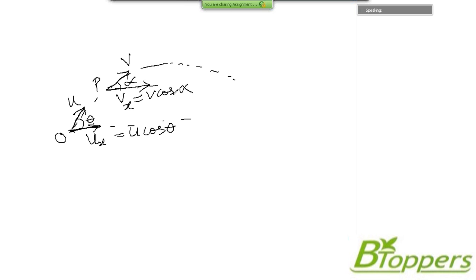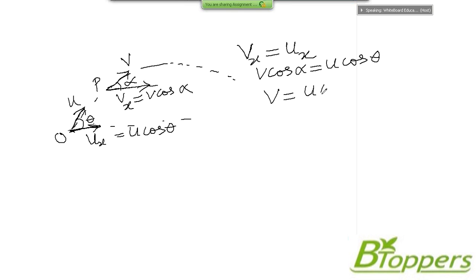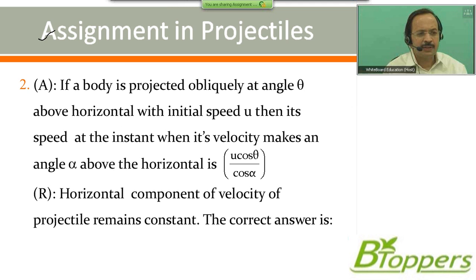In the theory of projectile motion, I discussed that the horizontal component of velocity of a projectile remains constant at all instants during the motion under gravity. That means Vx will be the same as ux. That means V cos alpha will be equal to u cos theta. From this you get V equal to u cos theta by cos alpha. Therefore, in this question, both the assertion and reason are true and the reason is the correct explanation for the assertion. That means the first option is the answer.